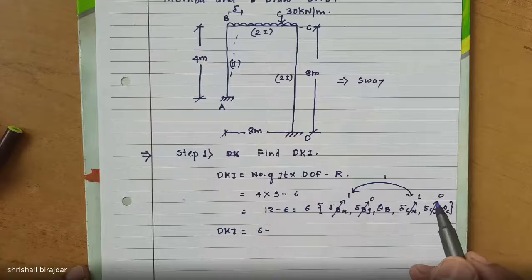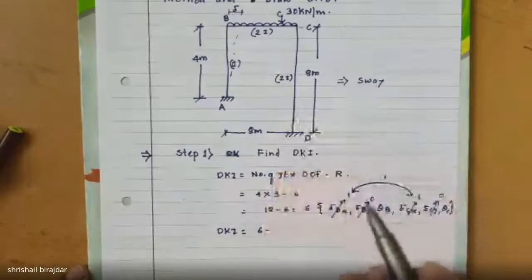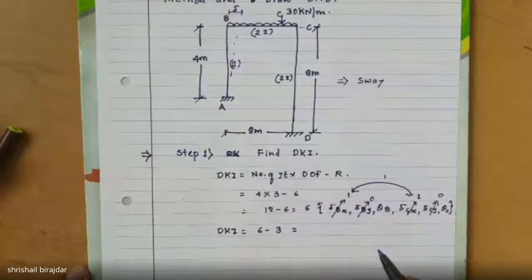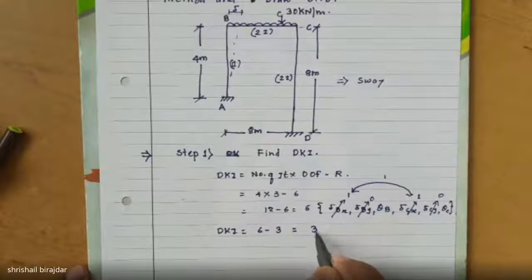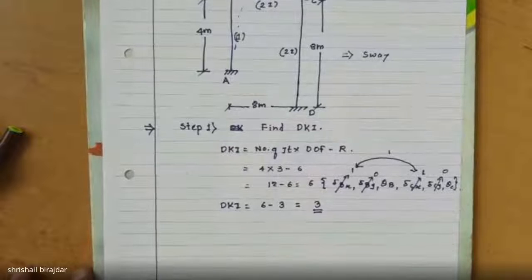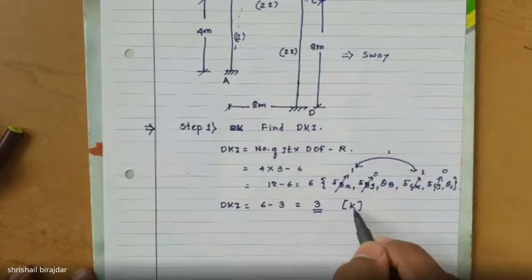Only thing is, the same deflection which will occur at AB equals CD. Therefore, you neglect 3 possible displacement unknowns here. You will get 3. On this basis, we can consider the size of the matrix as 3 by 3.